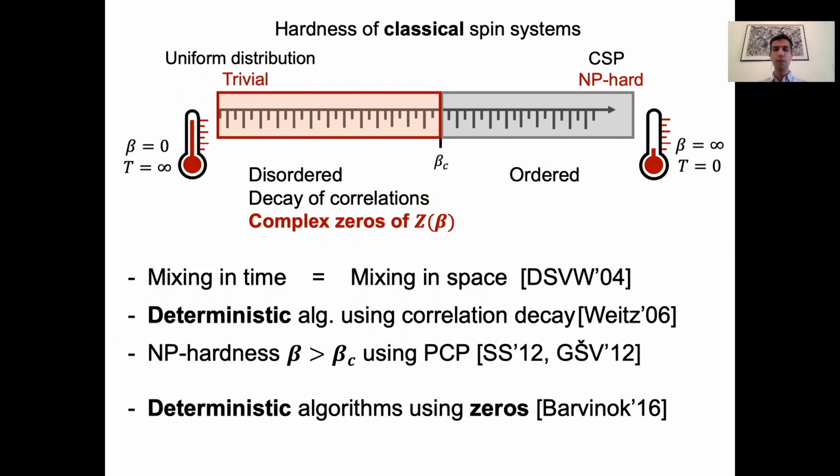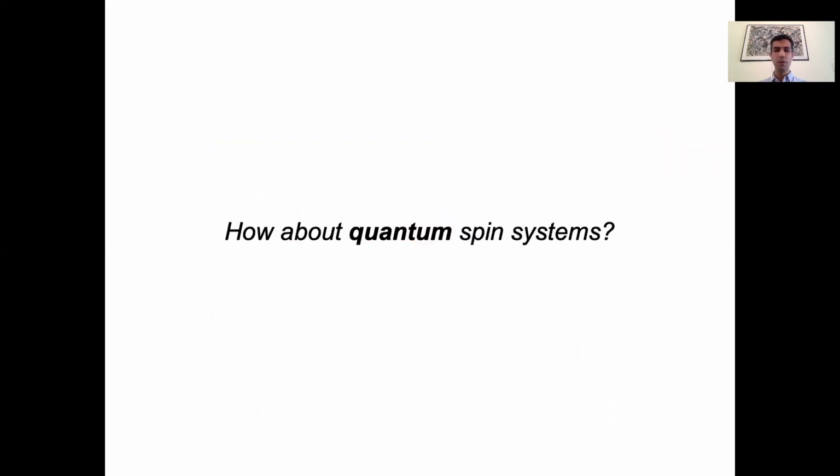Okay, these are based on the decay of correlations. But recently, Barvinok has introduced a new method for deterministically obtaining the partition function, which instead of using the correlation decay, uses the characterization of phase transition based on the complex zeros of the partition function. And I'll focus on this method in a bit, but before that, let me talk about quantum systems.